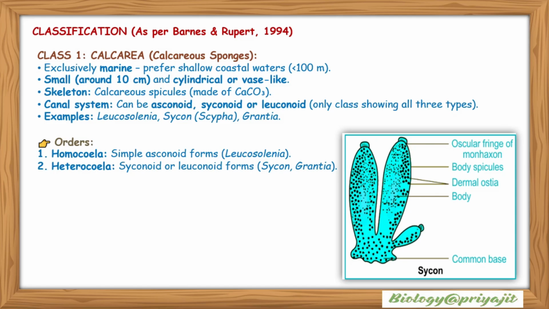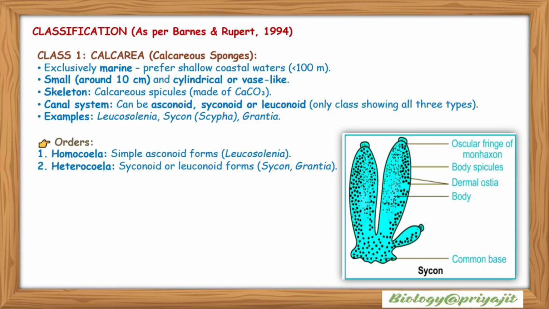Classification: we know the class Calcarea, or the Calcarea sponges. They are exclusively marine, preferring shallow coastal waters, less than 100-meter depth. They are small, around 10 centimeters, and cylindrical or vase-like in structure. Their skeleton is made up of calcium carbonate, so these are called Calcarea spicules. Their canal system can be asconoid, syconoid, or leuconoid, the only class showing all three types. Examples include Leucosolenia, Sycon, and Grantia.